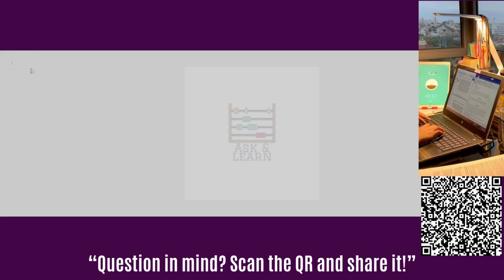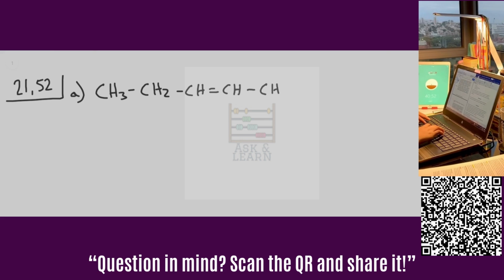So now we'll work on question 52 from chapter 21. Here we're given 4 structures and we're asked to name each alkene. So let's go ahead and start with part A, where we're given the following structure: CH3, CH2, CH, double bond CH, CH2, CH3. So we need to name the structure here.